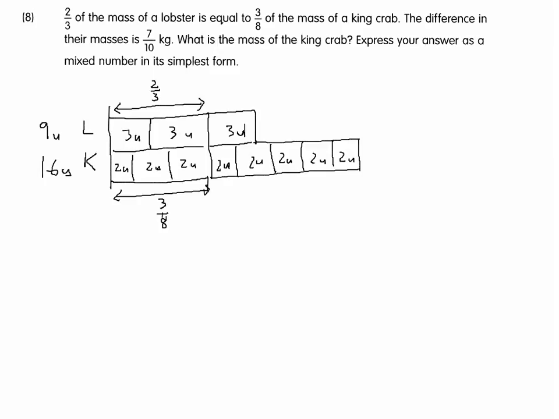Okay, anyway, the difference in their masses is 7 over 10 kg. So what's the difference in their mass in terms of units? Right, Danish? 7 units. How do you get 7 units? 16 units minus 9 units. You get 7 units. And this is their difference and equals how many kg? Sorry? You were saying? No, I think he said more than that. He said 7 over 10, right?